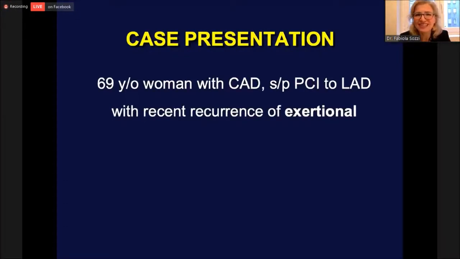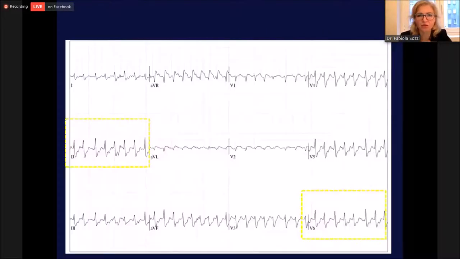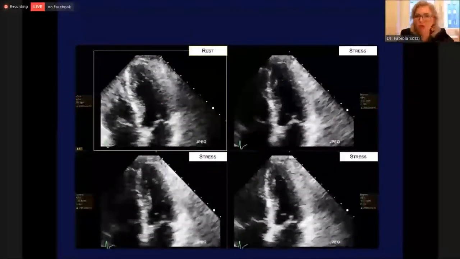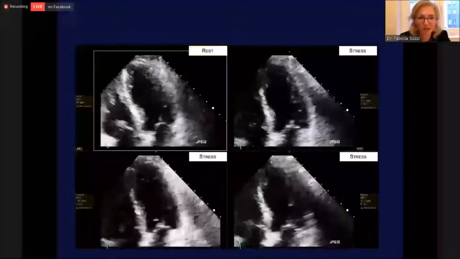I want to show you another case. It's a woman of 69 years old. She has a history of coronary disease, and she has also chest pain. So some stents, let's forget the details. And then this is the ECG, and you see downsloping during stress. It seems to be a positive exercise ECG test, and then we look at the echo, which is done at the same stage.